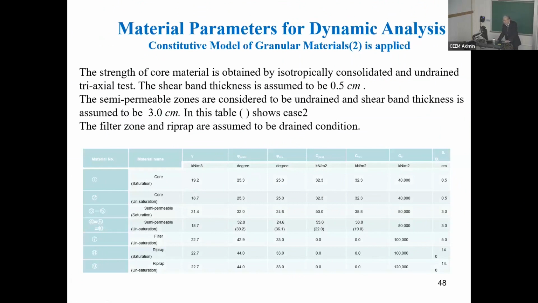Material parameters for dynamic analysis obtained by this table. Strength of core material is obtained by isotropically consolidated undrained test. Shear band thickness is assumed to be 0.5 centimeter. Semi-permeable zones are considered to be undrained, and the shear band thickness is assumed to be 3.0 centimeter. In this table, this bracket shows case 2.